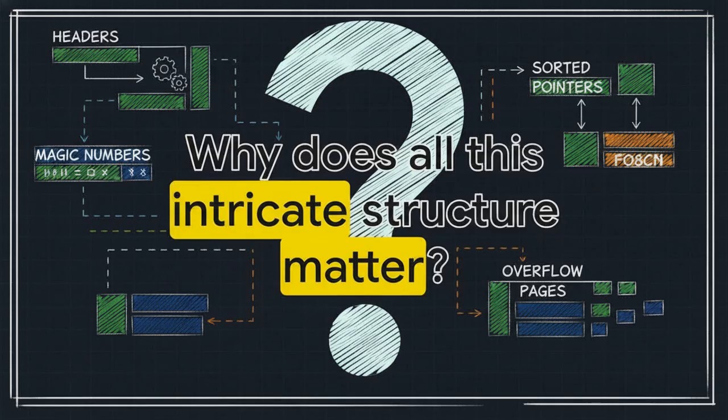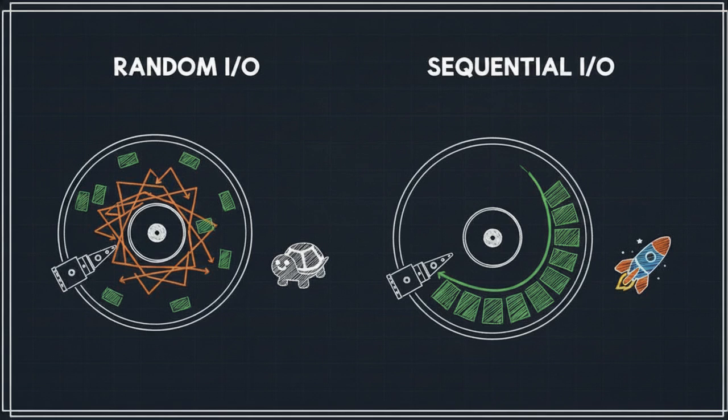Okay, so we've got headers, magic numbers, sorted pointers, overflow pages. I mean, that is a lot of complexity to pack into one tiny little page. So the big question is, why bother? Why does all this intricate structure actually matter? It all comes down to one thing: the physical reality of how computer storage actually works. See, jumping around the disk to grab different pieces of data, what we call random I/O, is incredibly slow. It's like trying to find 100 random words in a dictionary. You spend all your time just flipping back and forth. But reading data that's all in a row, sequential I/O, is like reading a chapter from start to finish. Once you're there, it's blazing fast.